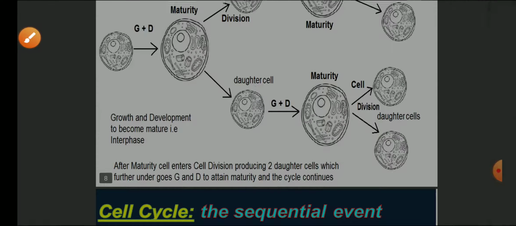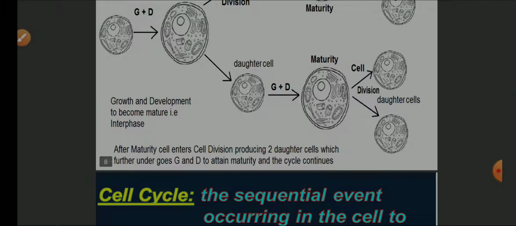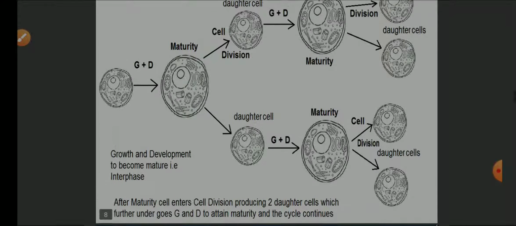So let us see here. Here GD means growth and development. To become mature, that is interphase. After maturity, the cell enters cell division, producing two daughter cells which further undergo growth and development to attain maturity, and the cell cycle continues. I hope you understood this diagram.